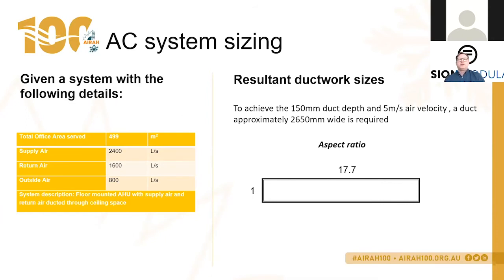In this particular example, in the case study example, with the 2400 litres a second, if we were to put one piece of ductwork going through that available space at 150 millimetres in depth, and try to achieve just the 5 metres per second air velocity, which keeps the pascals down to about 1 Pascal per metre, we actually end up with an aspect ratio of 17.7:1. So the ductwork ends up 2,650 millimetres wide. Ductwork of that width becomes rather costly to make.